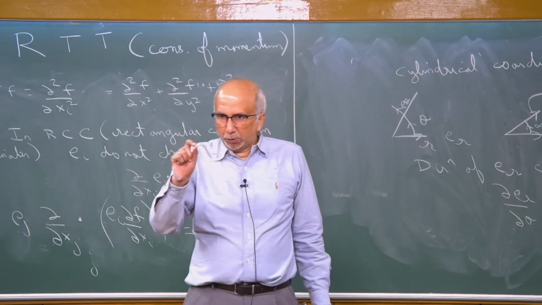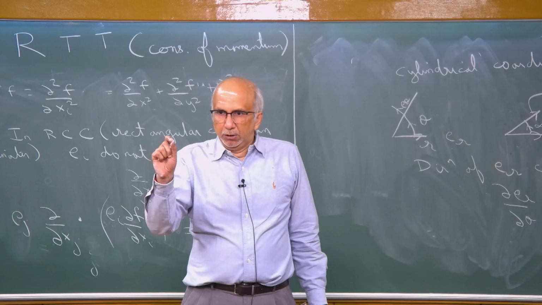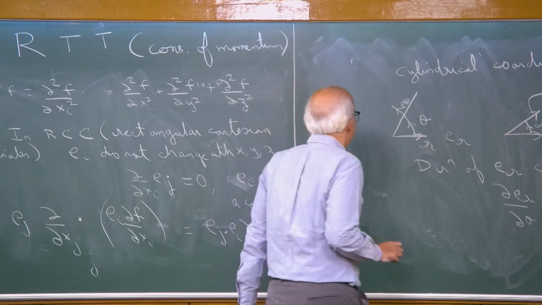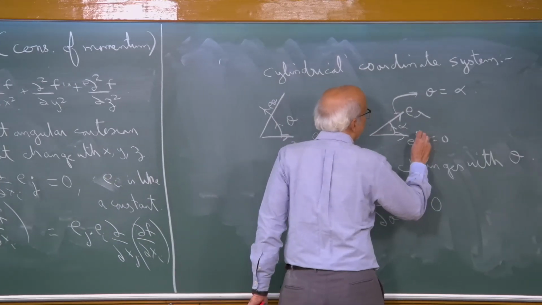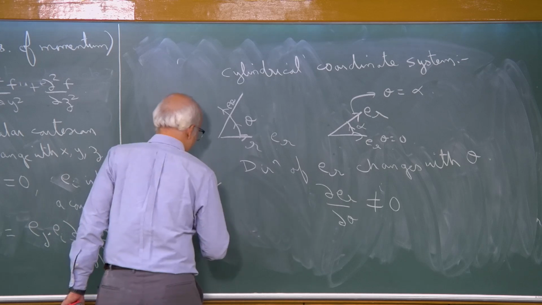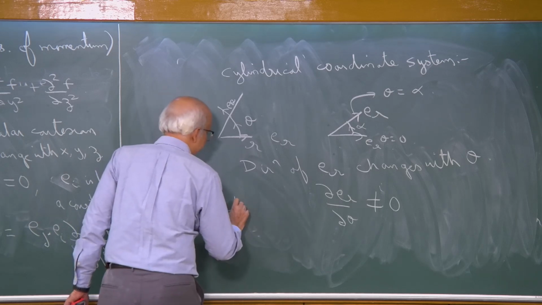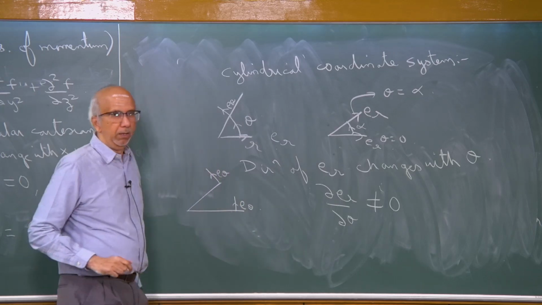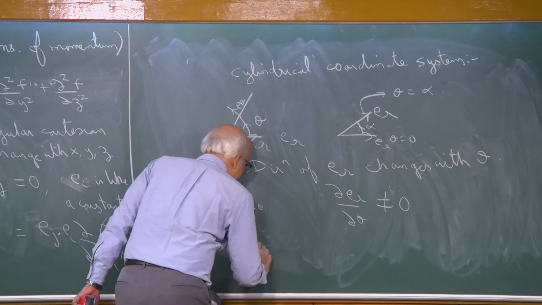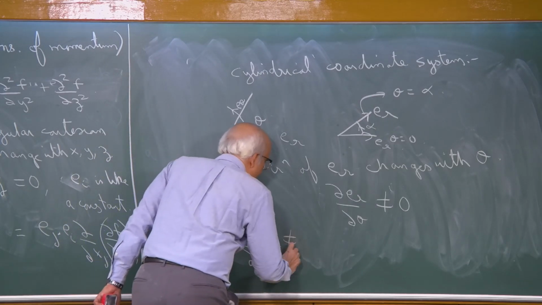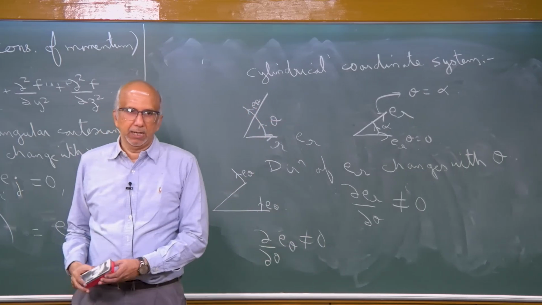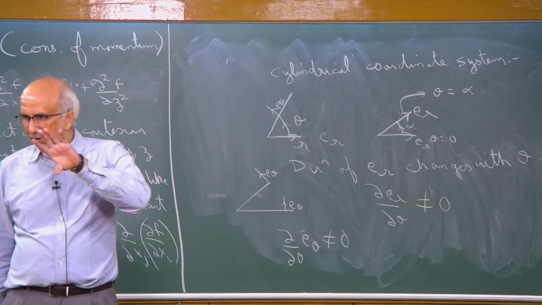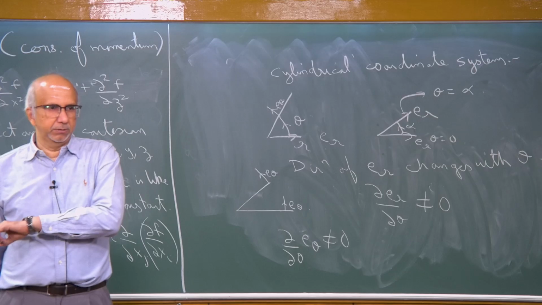So, when I am doing my product rule for the differentiation, you need to be careful about this fact. Similarly, E theta also changes. Here it is perpendicular to this, this is the theta direction, E theta. Here E theta is in this direction. So here also d by d theta of E theta is not equal to 0. We will discuss this again in detail. All I am trying to tell you is, you need to be aware of what you are doing when you are doing these identities.